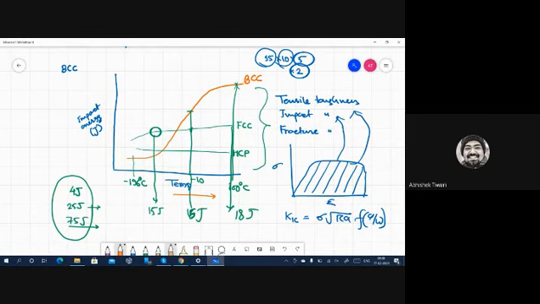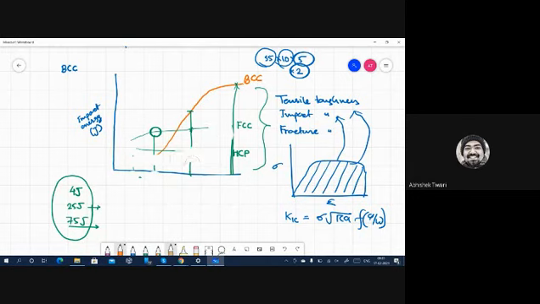So now you have this curve, and you generate this curve by doing impact testing, right? So what can you do by impact testing, and how do you define this transition? How can you define this transition?